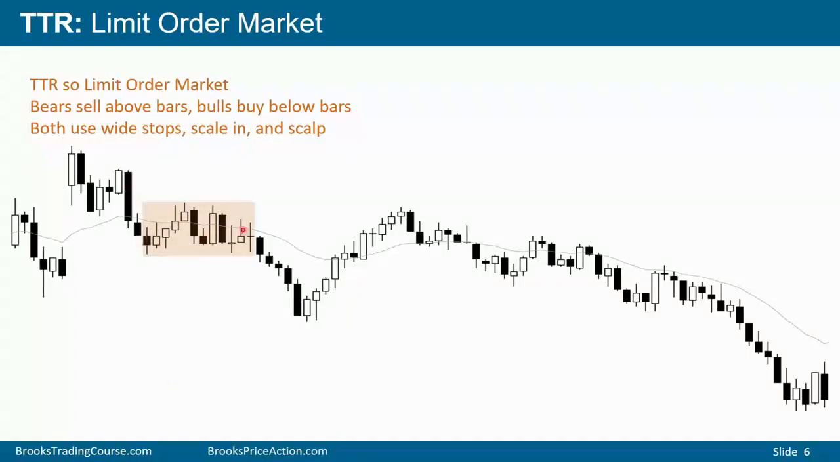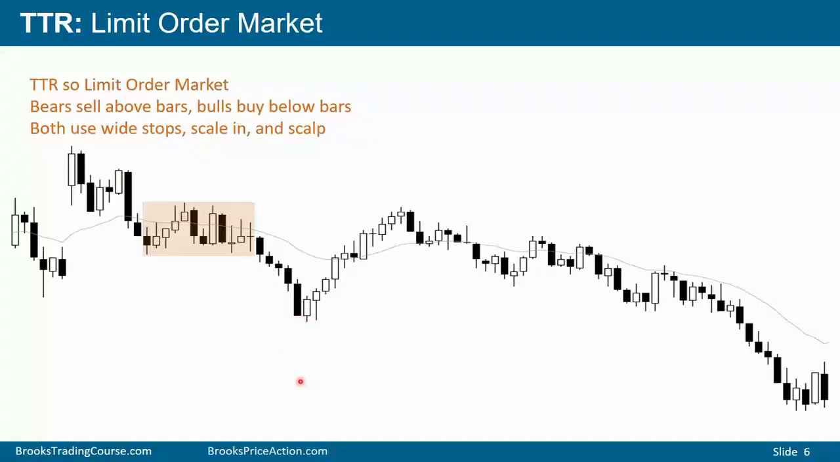We sold off and then entered a tight trading range, a triangle. It's a limit order market. Bears will sell above bars, above this bear bar, above this bear bar. And the bulls will buy below bars. The bulls will buy either at this low or lower. They might buy the size of a scalp below, maybe the size of 2 scalps below.